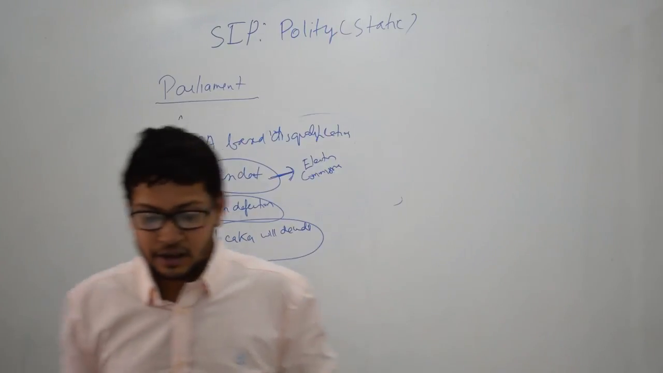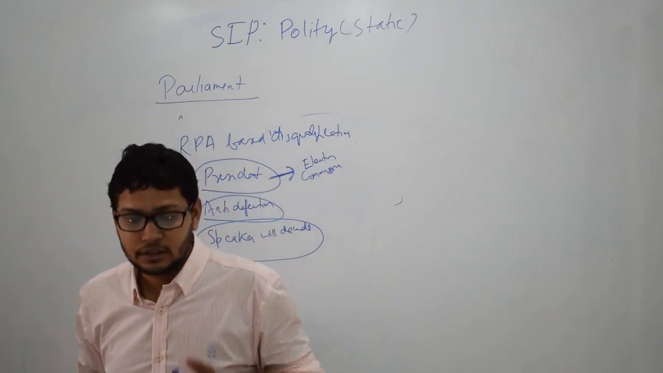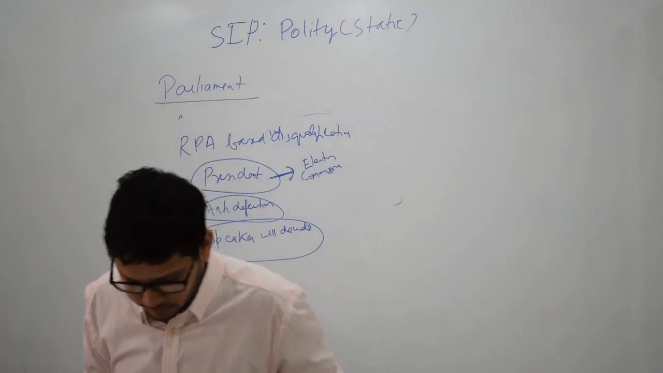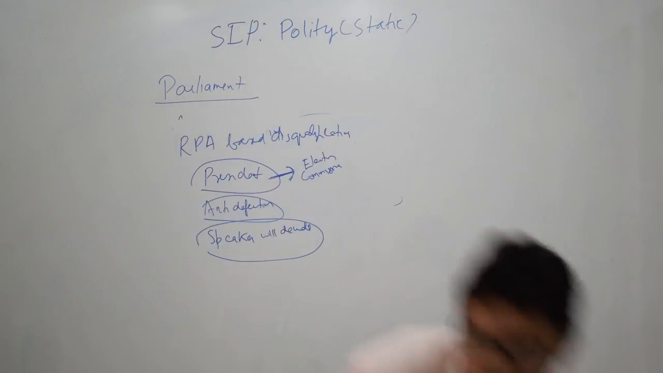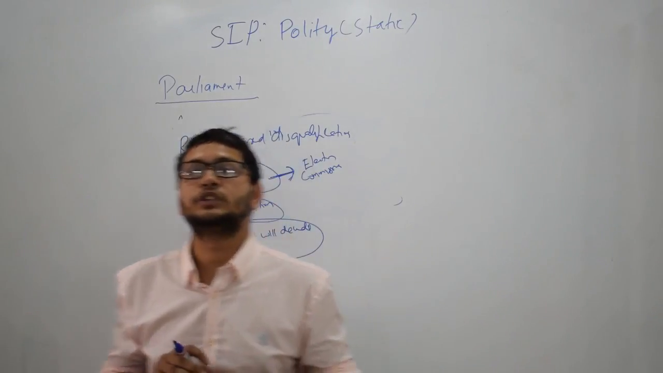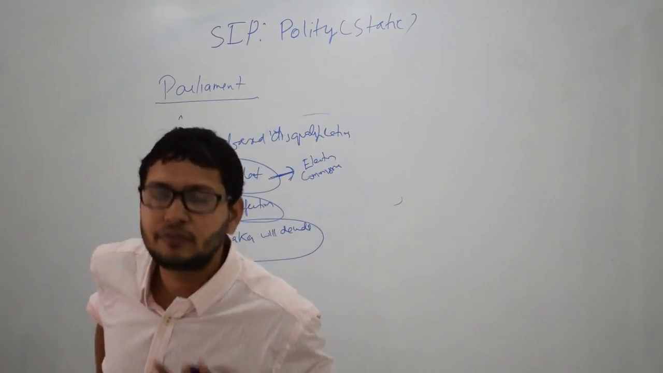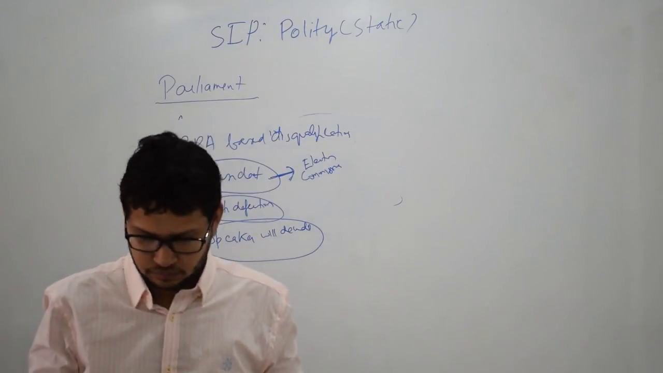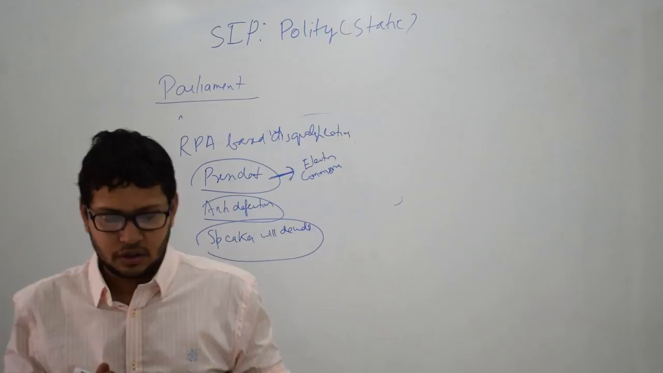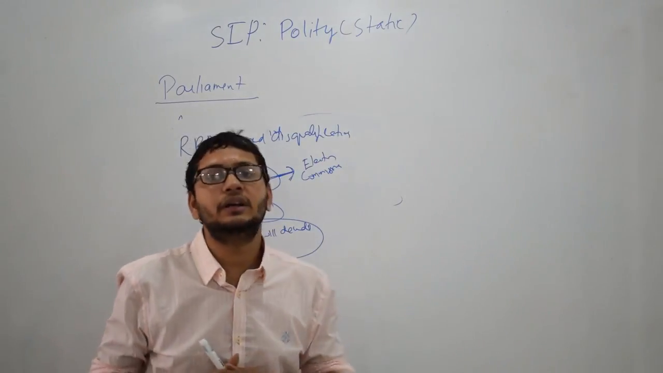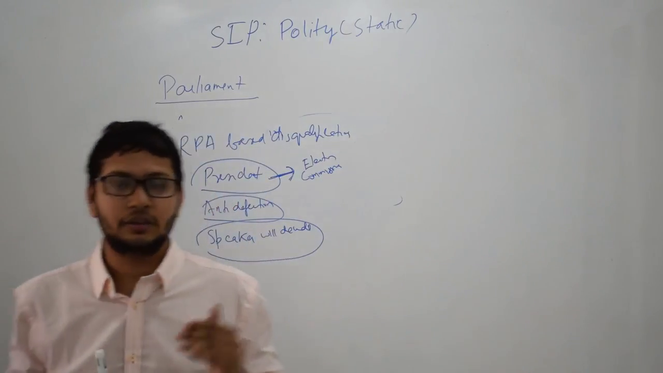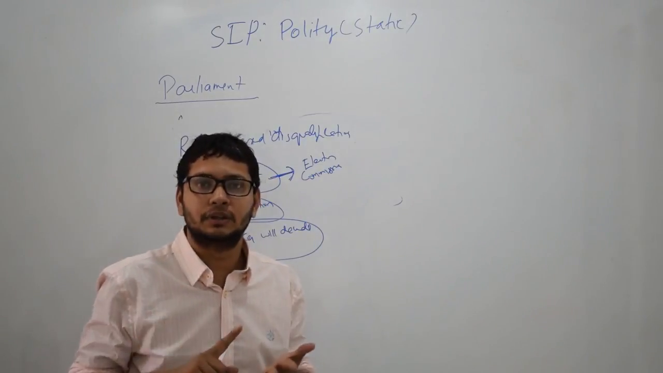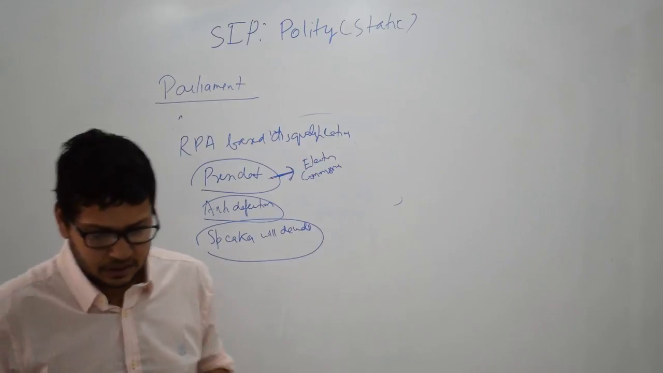Fourthly, if any nominated member joins a political party after expiry of 6 months. So a nominated member can join any political party within the first 6 months of his nomination. But if he joins it after 6 months, then he will be disqualified. In case of Rajya Sabha, it will be the chairman of the Rajya Sabha who will decide the disqualification. In terms of Lok Sabha, it will be the speaker.